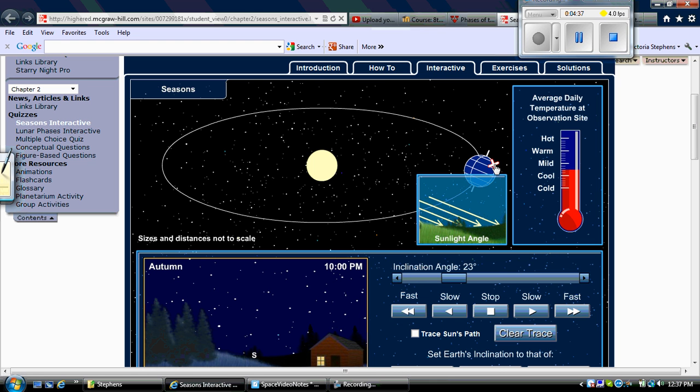So the X's in the southern are in the northern hemisphere. If you notice right now, we are tilted away from the Sun. Okay, look at our Sun's angles. Okay, look at the temperature. It's cooler. Okay, so when we are tilted away, we receive less direct sunlight. So we receive what's called indirect sunlight. So that's why the northern hemisphere is in winter.